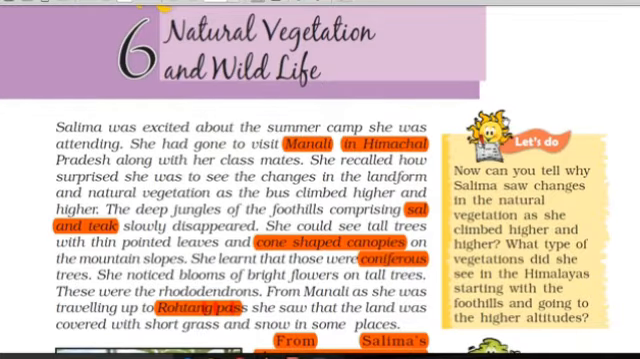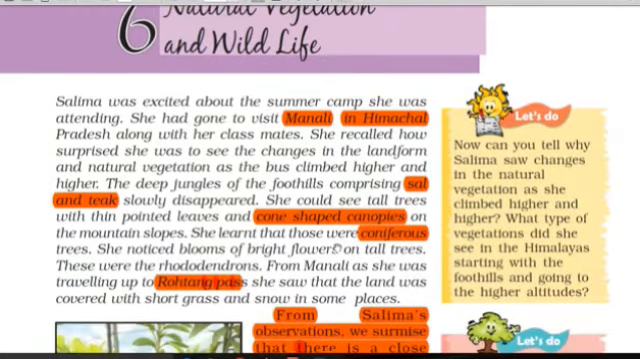When her bus was climbing higher, she saw that there was deeper jungle. When her bus was going upwards, she saw that Sal and Teak slowly disappeared, and tall trees with thin pointed leaves and cone-shaped canopies are found. The mountains were getting sloped. These canopies are found in the coniferous trees.